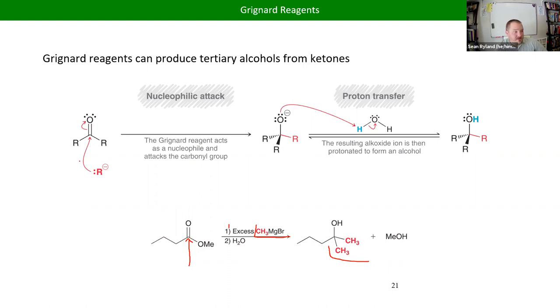You have something with a negative charge that comes in here, attaches to the carbonyl oxygen. If we have a good leaving group, it leaves, and we do it again.